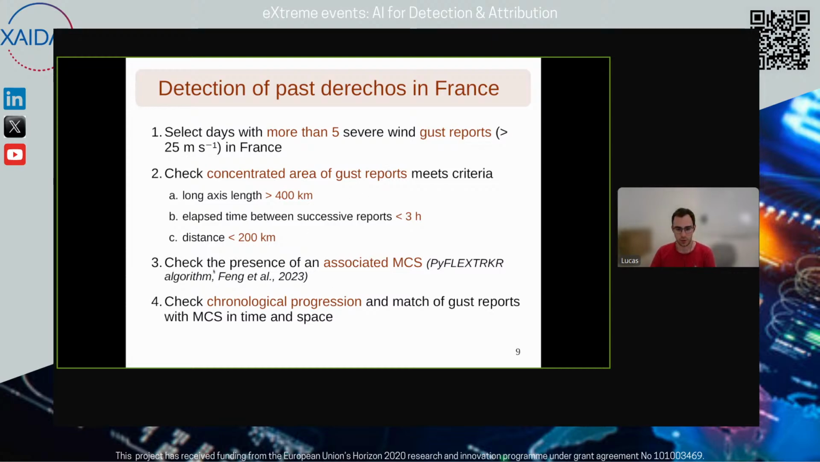Then we check that we have an associated mesoscale convective system. For this, we use a detection and tracking algorithm that was developed by Feng et al., using satellite data. And finally, we check that we have a coherent chronological progression and that the gust reports match in time and space with the MCS.